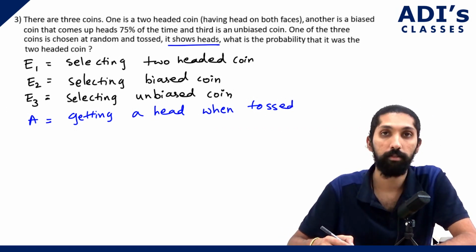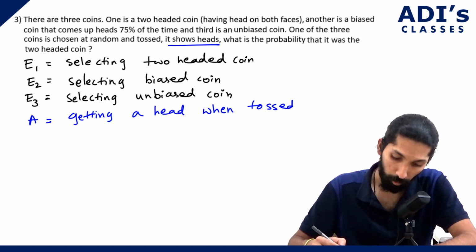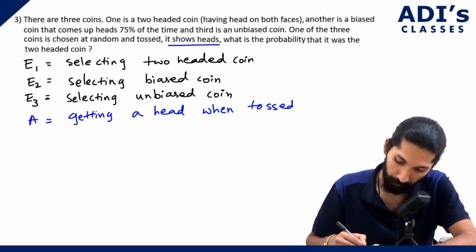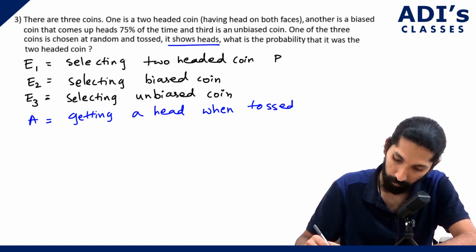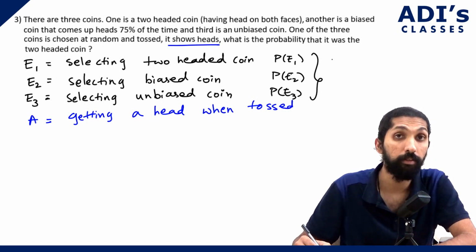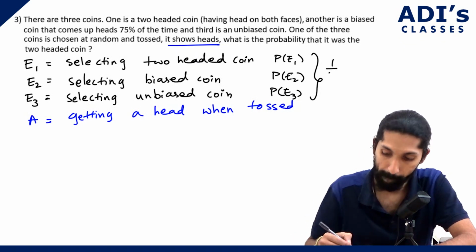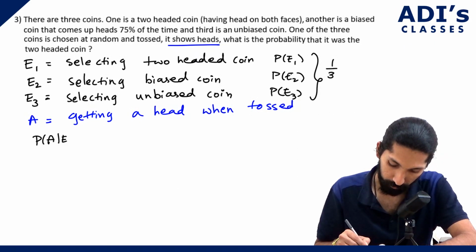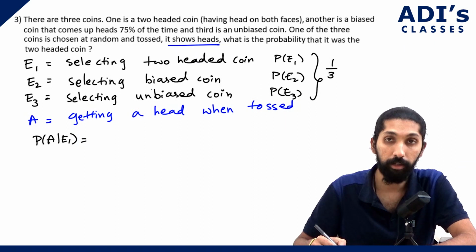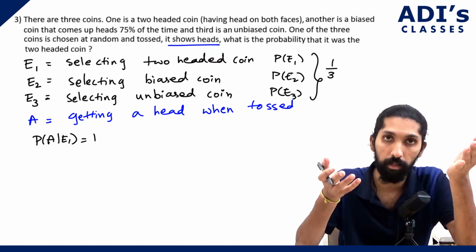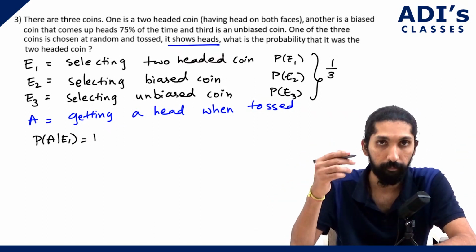Alright, now let's look into this. Very, very simple. Now P of E1, P of E2, P of E3, this is going to be 1 by 3, isn't it? So we can say that P of E1 is equal to P of E2 is equal to P of E3, and all 3 of them give the same probability, that's 1 by 3, right? Now P of A given E1: it's getting a head, selecting a two-headed coin. Obviously, it's going to be 1 because both the sides are head. There is a 100% chance that you will get head, isn't it?